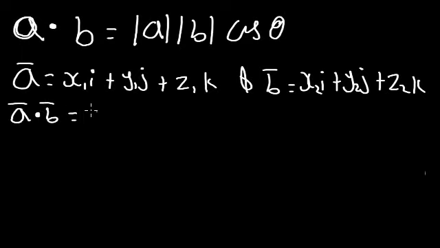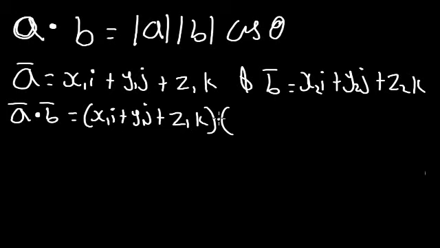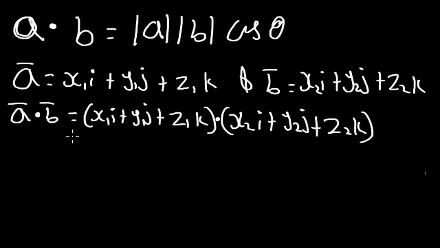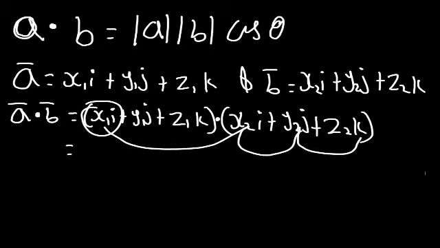it will be nothing but x sub 1 i plus y sub 1 j plus z sub 1 k, multiplied by x sub 2 i plus y sub 2 j plus z sub 2 k. Now let's expand this bracket and see what we're going to have. So let's begin with x sub 1 i. We are distributing it for each term respectively.